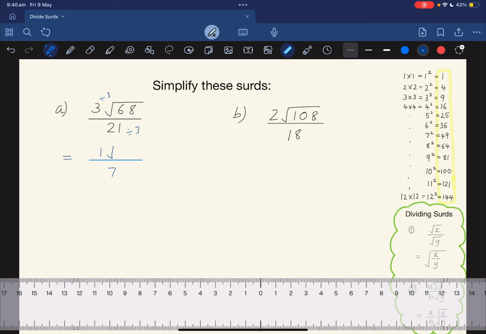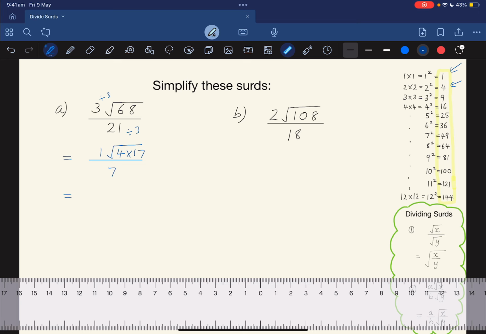Now, simplifying surds, so square root 68. We're not even using the rules yet, so don't stress too much about them. So it's root 68. Can we write that as a product of any of these square numbers over here? Let's just go from the top. 68 divided by 4 is 17, so that's nice. Let's use 4. So 4 times 17 under the square root sign.